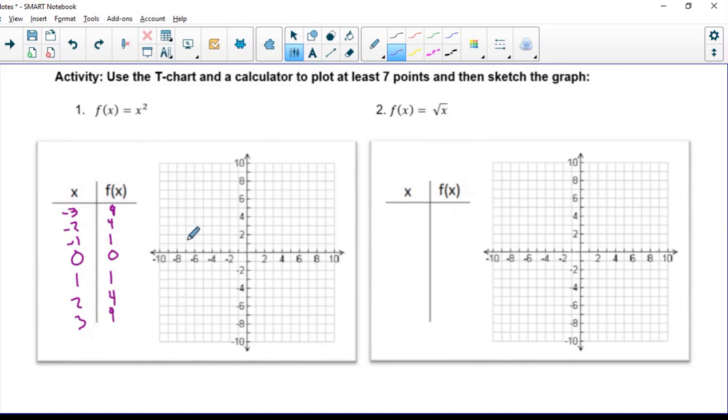And that's really enough. We could keep going from there if you wanted to, but that's enough to tell the shape. So here's -3, 9, -2, 4, 0, 0, 1, 1, 2, 4, and 3, 9. So just plotting these points, the x and the f of x, or y. Remember, y is the same thing as f of x. We can go ahead and connect the dots here.